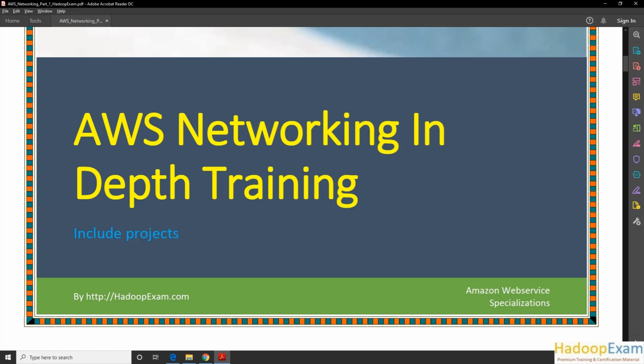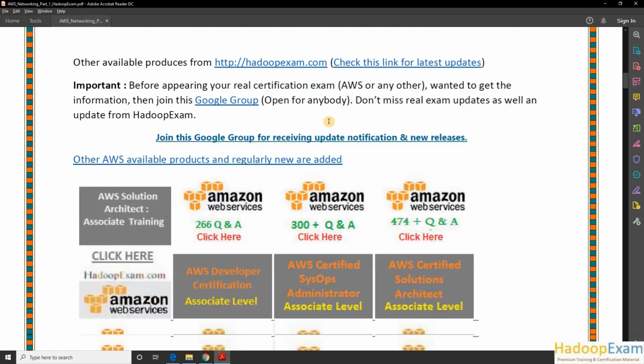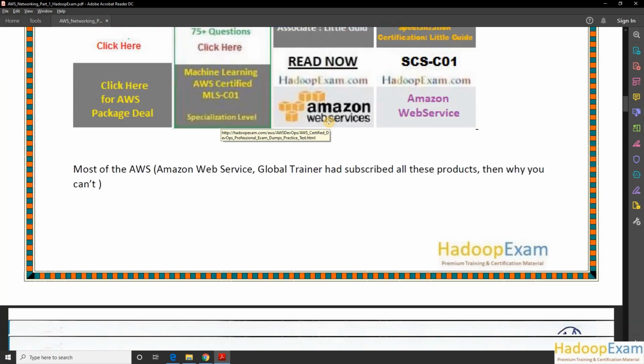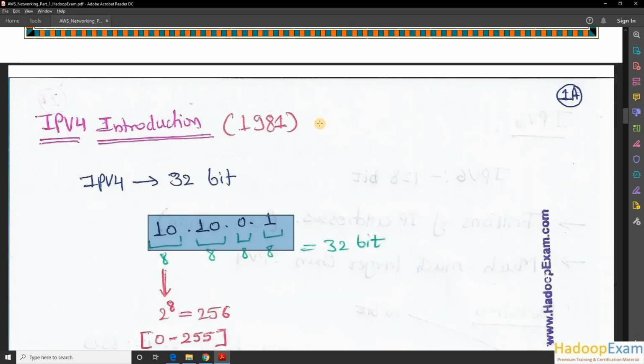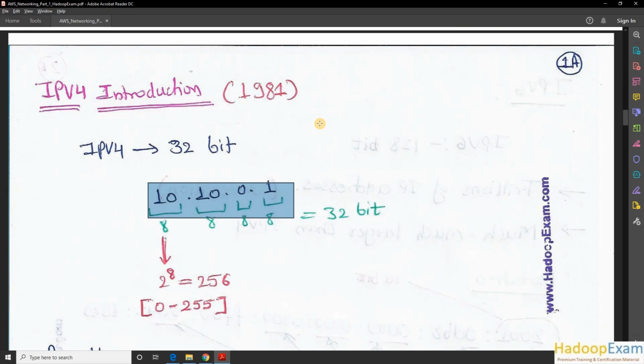Hello and welcome to the AWS Networking in-depth training. In this module, we would be covering IPv4, IPv6 and CIDR notation. So let me start with this first. These concepts are very important to learn because in almost every upcoming module, we would be using them. So this is very important. If you already know, I would still recommend you go through this module once.